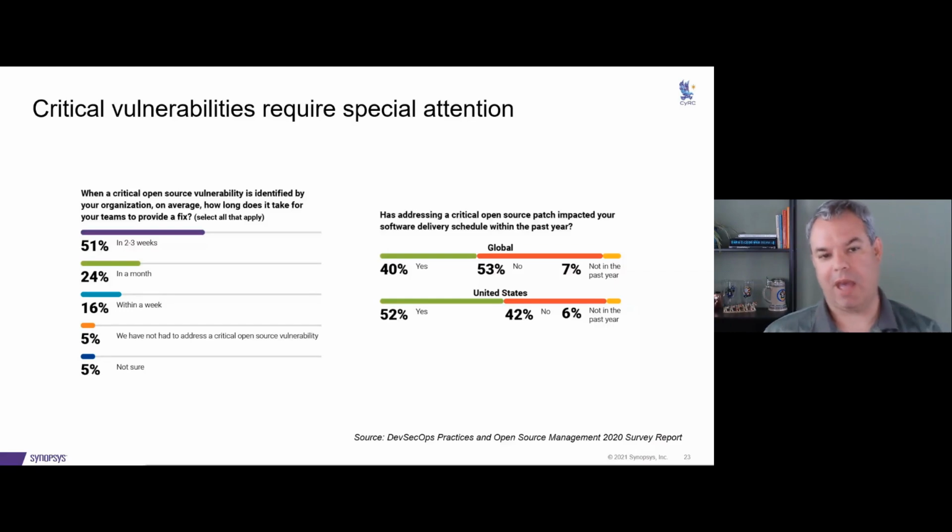The respondents came back with, it takes more than 2 weeks to actually identify and patch a critical open source vulnerability for 75% of the organizations. That's not a quick cycle. That's not a, we're aware of exactly what's going on. But more importantly, when you ask what's the impact to the delivery schedule, globally, 40% said that they had a negative impact to their delivery schedule to patch a critical open source vulnerability. And 52% in the US said yes to that question.